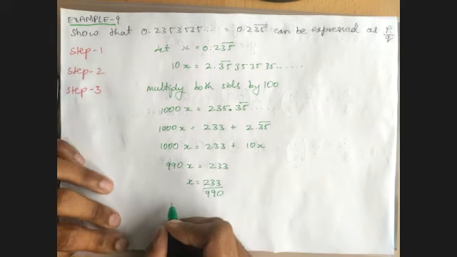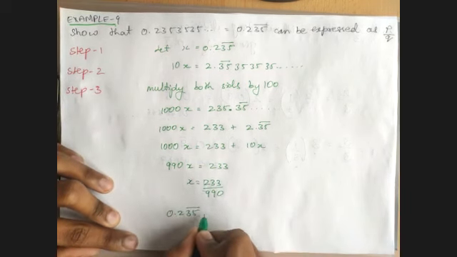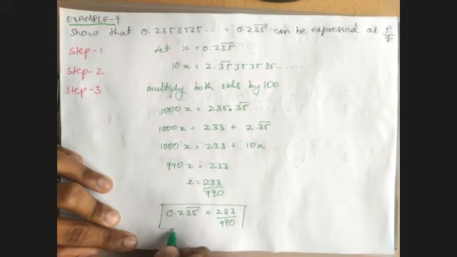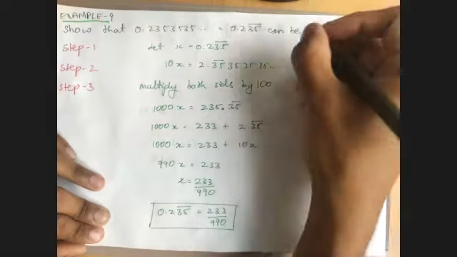So I can write it as 0.235 recurring is equal to 233 by 990. This is my answer. Let us take another example here.